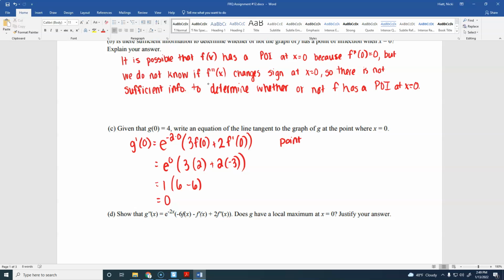So your point is that g of 0 equals 4. So that's (0, 4). Your slope is your g prime. So your slope is 0. It just ends up being y equals 4. If you want to write it like this, y equals 0 times x minus 0 plus 4, that is technically correct. But that equals y equals 4. So it's just a horizontal line.